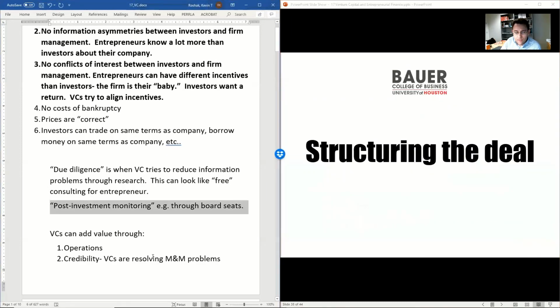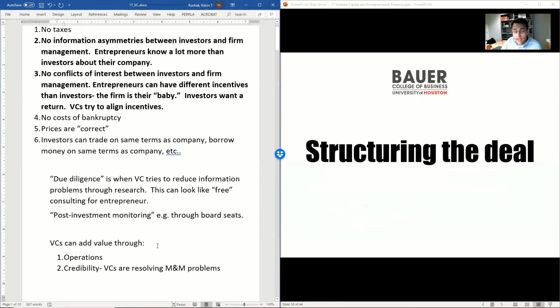Another way to add value is through the deal itself, through structuring the deal, again, to try to account for these issues.